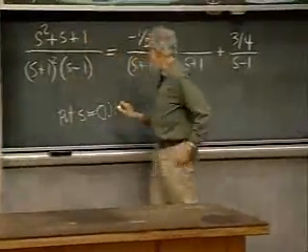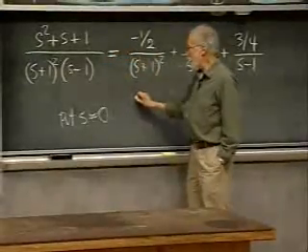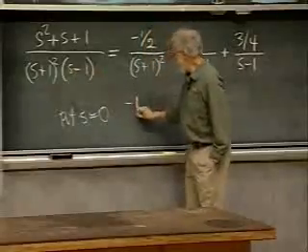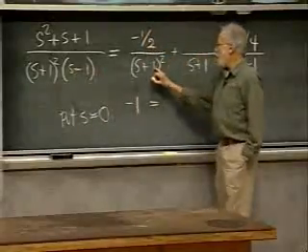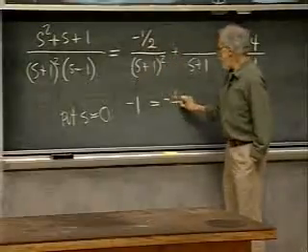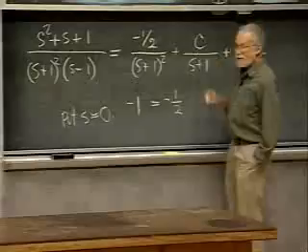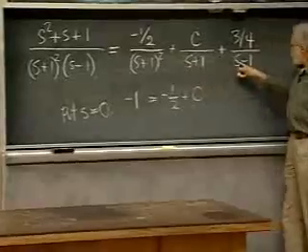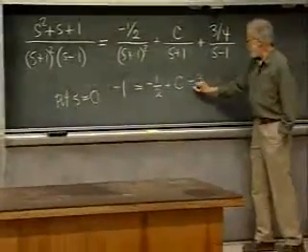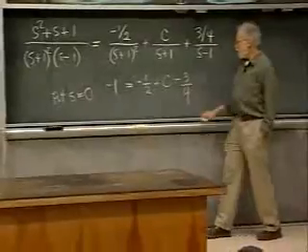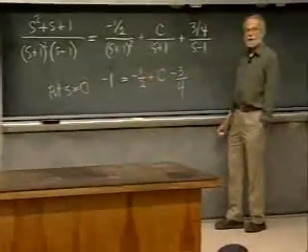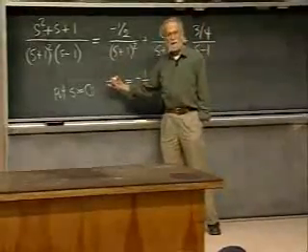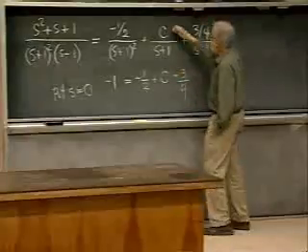Put s equals 0. What do we get? Well, on the left-hand side, I get 1 divided by 1 squared negative. So I get minus 1 on the left-hand side equals, what do I get on the right? Put s equals 0, you get negative 1/2. Well, this is the number I'm trying to find. So let's write that simply as plus c, putting s equals 0. S equals 0 here gives me negative 3/4. Okay, what's c? This is minus 1/2 minus 3/4 is minus 5/4. Put it on the other side. Minus 1 plus 5/4 is plus 1/4. So c equals 1/4.